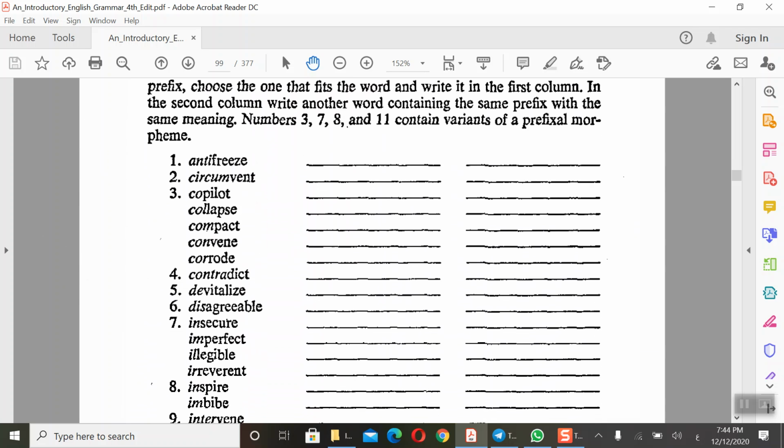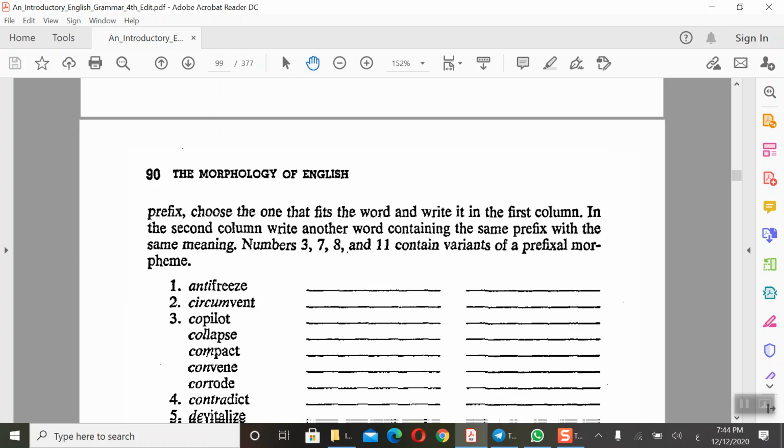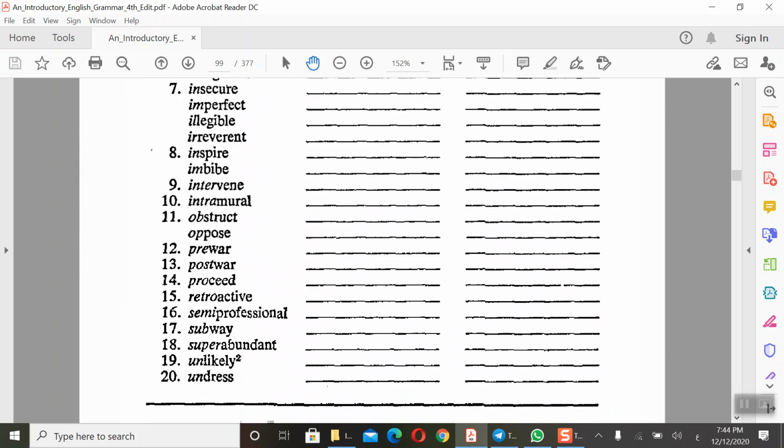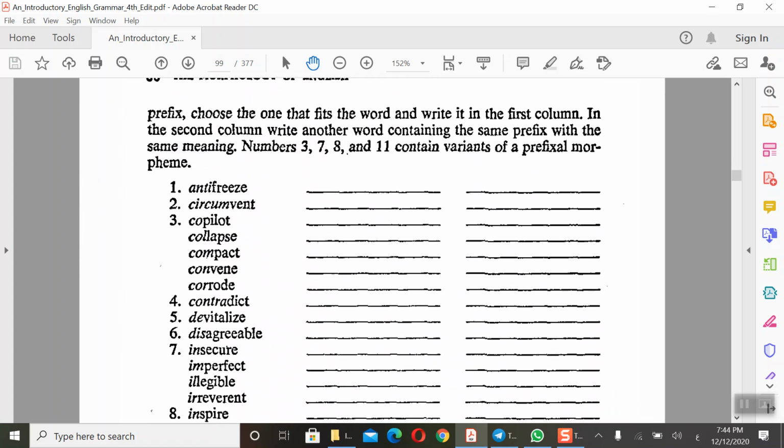This exercise is very important because you have to go to the dictionary and check the meaning. We talked about this in the previous lecture. For example, antifreeze. It is a word. What is the free morpheme here? Freeze. Anti is bound. What kind of bound morpheme? It is a prefix. What does it mean? For example, antivirus, anti-tank. Anti means against. Check its meaning. I want their meaning.